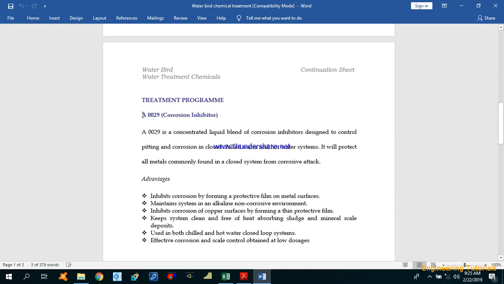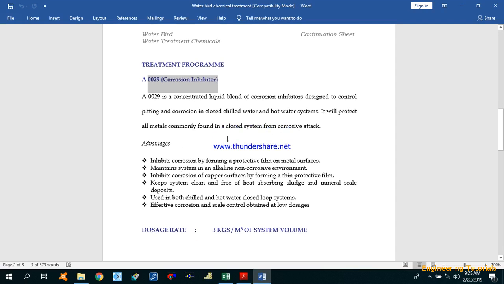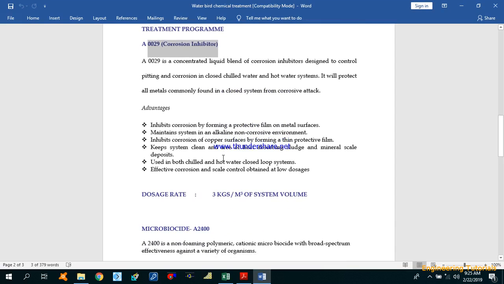So this is A0029 corrosion inhibitor chemical. As you can see, it is a concentrated liquid blend of corrosion inhibitor designed to control the scaling and corrosion in closed chilled water systems and hot water systems. It will protect all metals commonly found in closed systems from corrosive attack. I will send you these files and you can read them yourself.